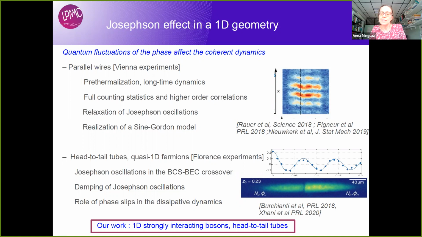And they also studied the role of phase slips in the dynamics. So essentially we are going to tighten this geometry to the very maximum, to go deep into the 1D regime, and to put bosons in the model instead of fermions.